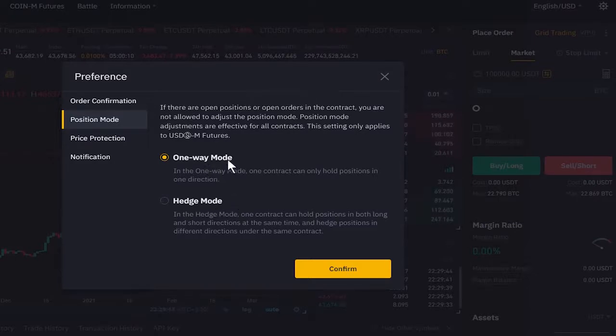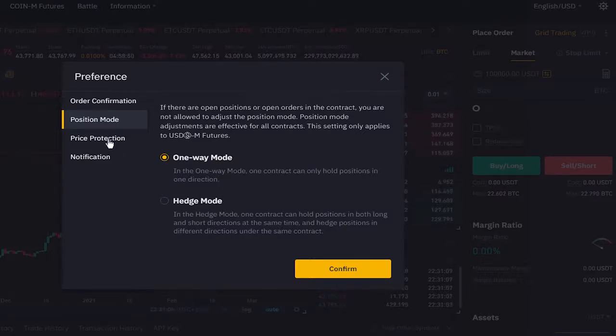If one-way mode is selected, you can hold a position with that contract in one way, which means, for example, if you buy or go long the contract, you can't go short and have a short position as long as you have the long position open. But in hedge mode, you can have positions in both directions. For example, you can go long and short with a contract at the same time, and you can hedge your position with that contract. This must be set before opening the positions. In this video, we continue with one-way mode, and in another video, I will explain hedging and how it's used in practice to manage risk.